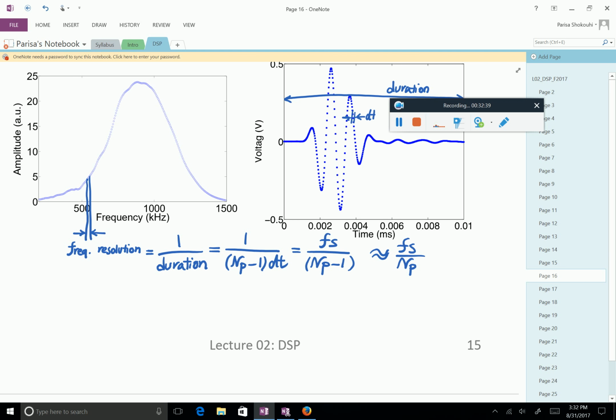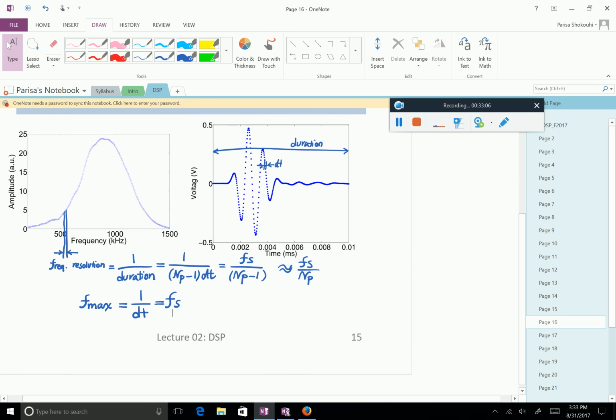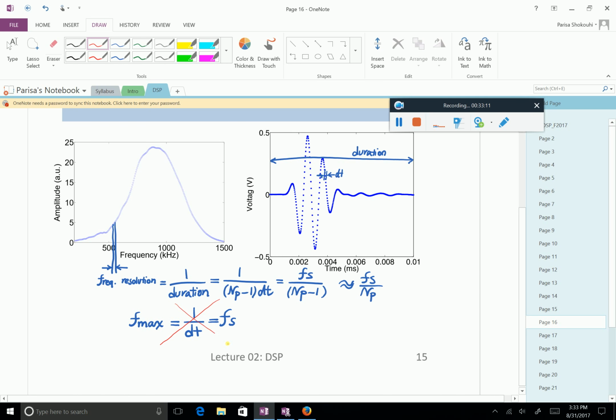So how about the maximum? Our intuition tells us that this is the frequency resolution, the resolution that you have. And the maximum then should be 1 over dt, which is fs. However, this is not quite right. Why can't I say that? If I say that the maximum frequency in the spectrum is 1 over dt, I'm basically saying that I can represent an event which is oscillating with the frequency corresponding to dt. This is not quite right.